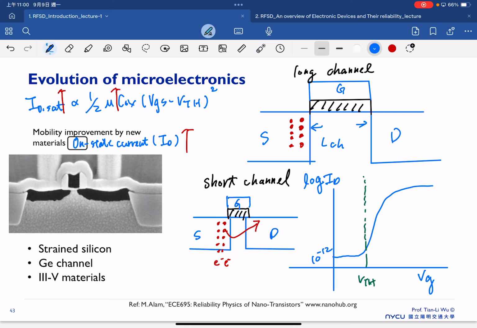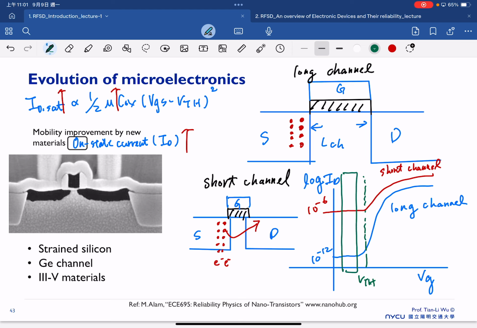So if you look at the short channel device, the ID-VG curve always starts from here, like this. And most important, this part is getting very high. This is the typical characteristic for the short channel, and this is for the long channel. Usually we define this region as what we call the I off.